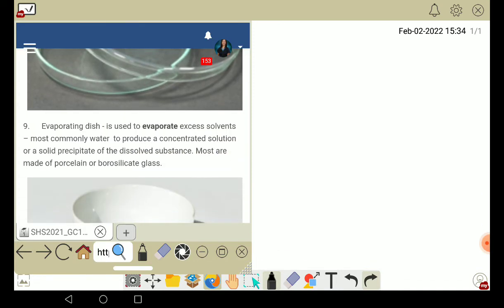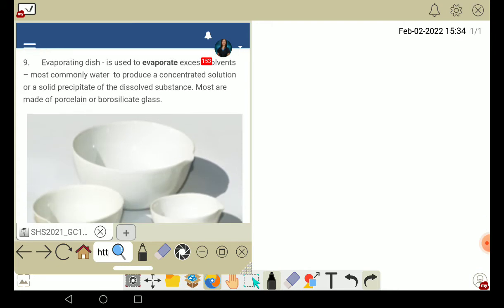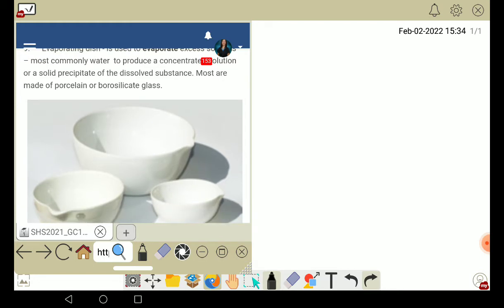Next, we have the evaporating dish. It is used to evaporate excess solvent, most commonly water, to produce a concentrated solution or a solid precipitate of the dissolved substance. Most are made of porcelain or borosilicate glass. What's the purpose of the material which the evaporating dish is made of? It is so that it can withstand the high temperature produced by the flame, so that our evaporation process will be successful.